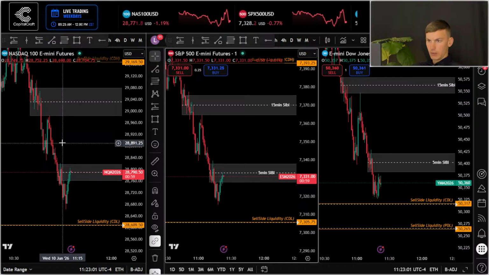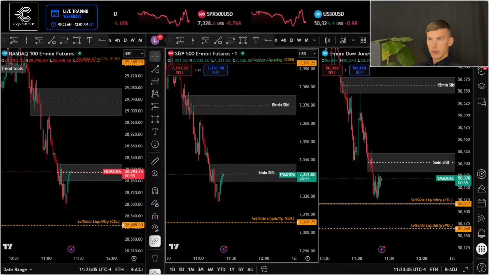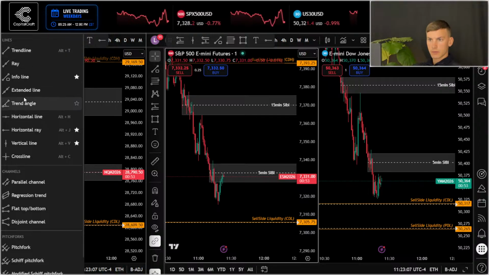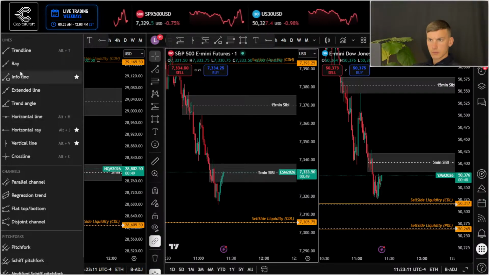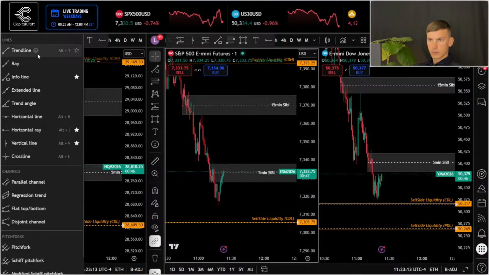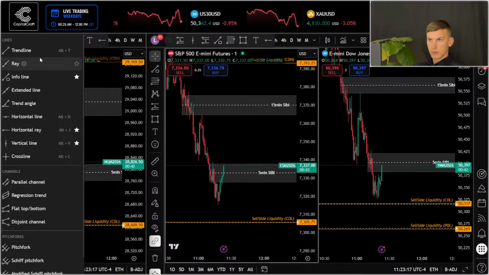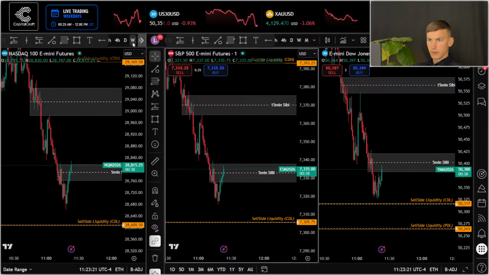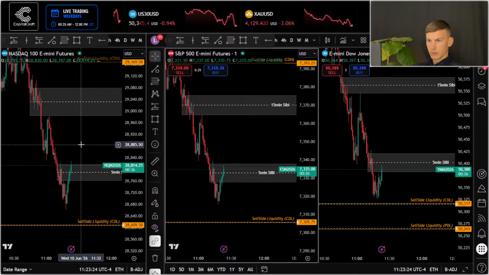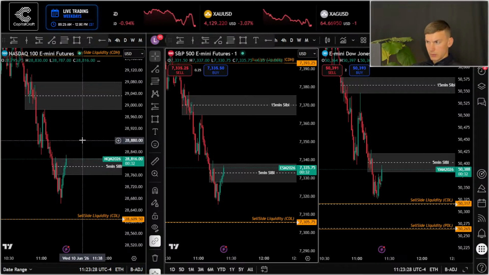Okay, and what I'll do now is just mark out this common swing point. Surely there are better lines. Perfect. Right, so guys, right now this is looking pretty good for us.